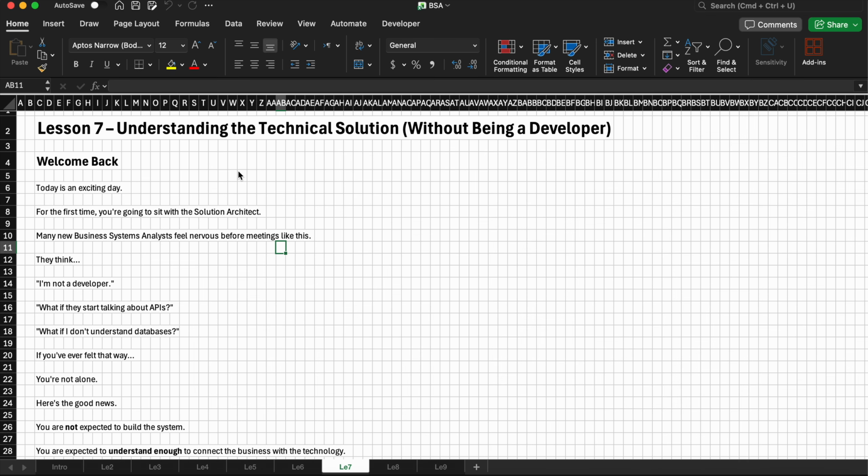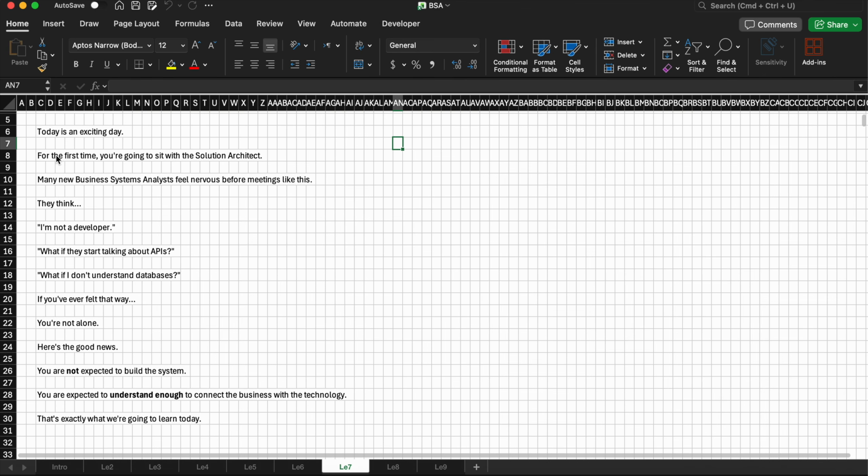So today's topic is, after we create the functional requirement, the solution architect and the technical lead work together. They will prepare a technical design. So now let's understand the technical design. Today we are going to discuss understanding the technical solution. We are not going to look at the developer view, we are going to look at the business view.